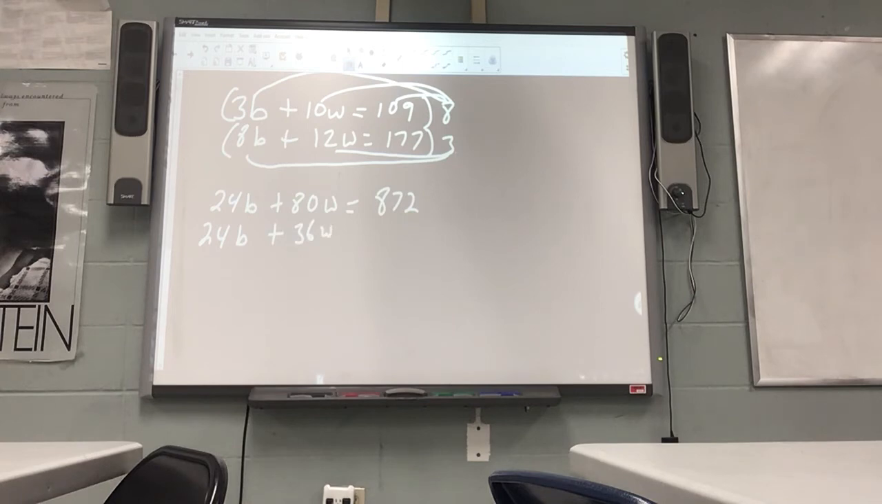And what's 177 times 3? 531. Alright, so are these two equations going to be added or subtracted? Subtract. 24B minus 24B is nothing. He's gone. 80W minus 36W is 44W.